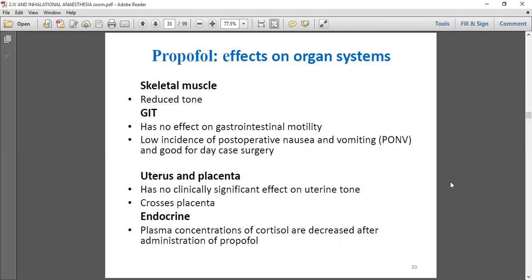In the GI, it has no effect on gastrointestinal motility, and there is a low incidence of postoperative nausea and vomiting, and it's good for day case surgery. Uterus and placenta: no clinically significant effects on the uterine tone. However, it crosses the placenta. Endocrine: plasma concentrations of cortisol are decreased after administration of propofol.